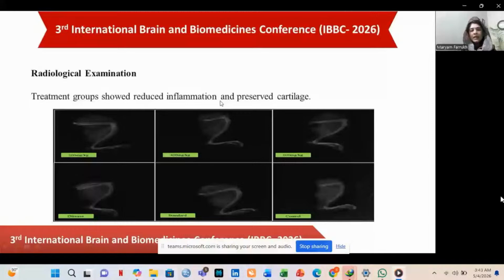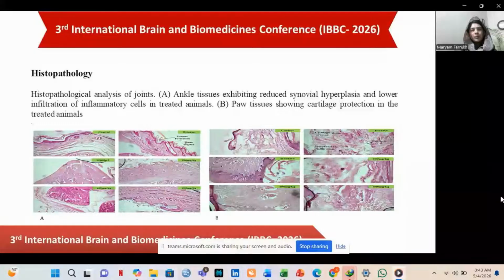Next are the results of histopathology. The left side, which is the A side, shows the ankle tissue exhibiting the reduced synovial hyperplasia and lower infiltration of the inflammatory cells in the treated animals. While on the right side, there is a B picture, which shows the paw tissue showing the cartilage protection in the treated animals. Next are the results of ELISA studies.